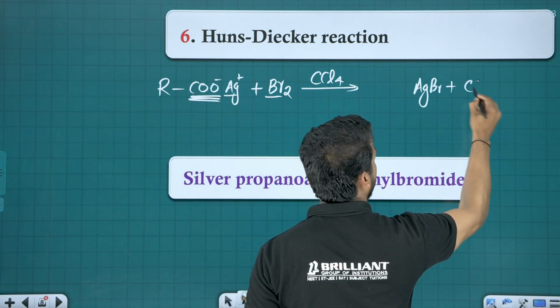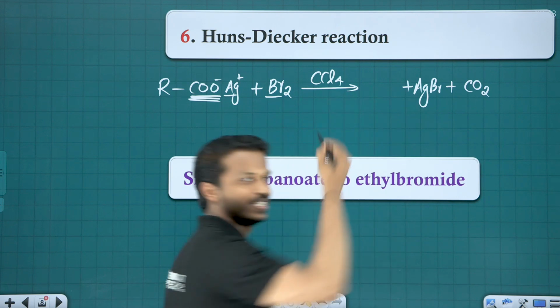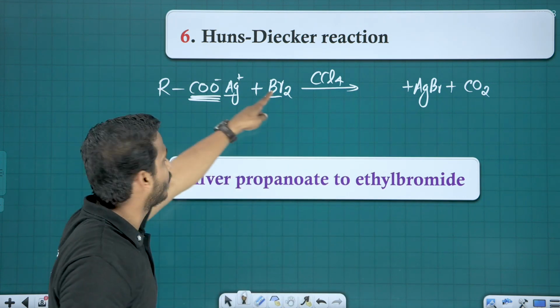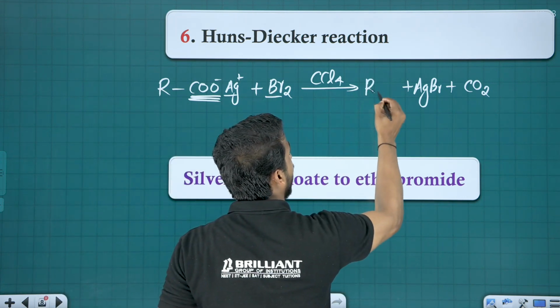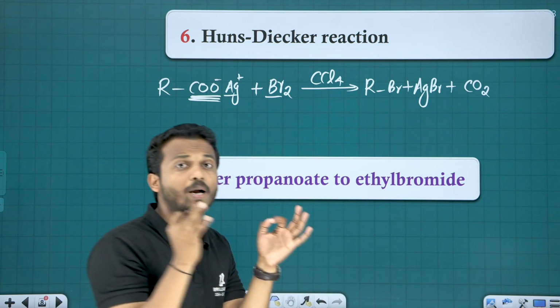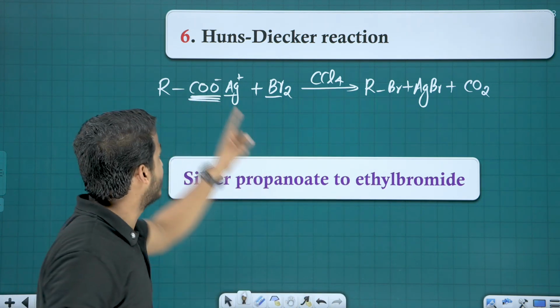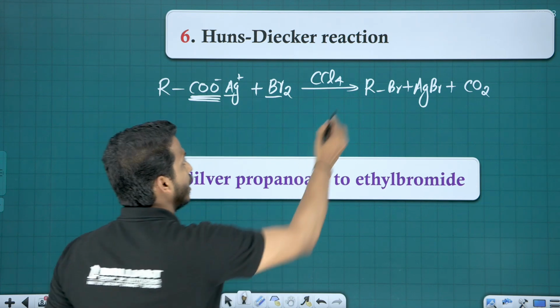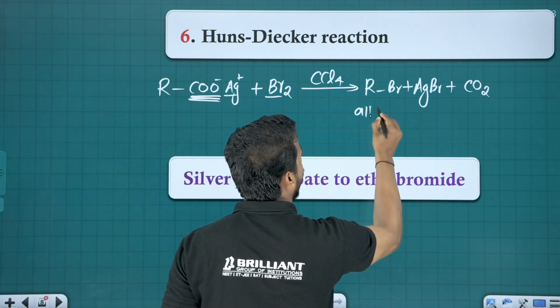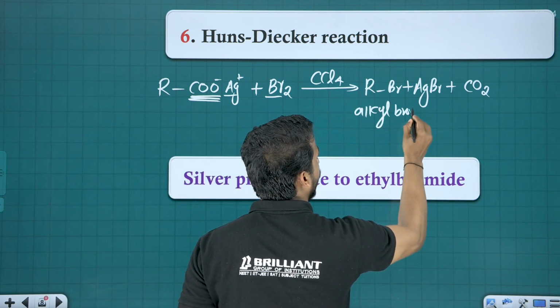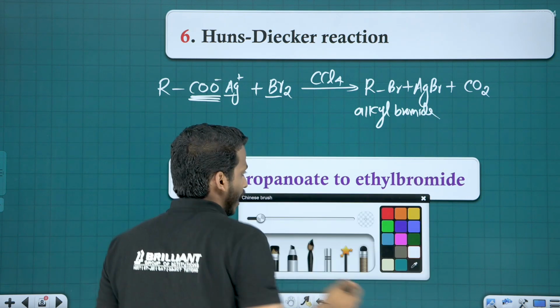You will get AgBr plus, can you see there is a carbon dioxide part? Take it out. Carbon dioxide. What is left in the system? Come on. This R combined with the existing Br, you will get RBr. So what is the purpose of Hunsdiecker reaction? To convert a silver salt of a carboxylic acid to alkyl bromide. Only the bromide we can get through this one.